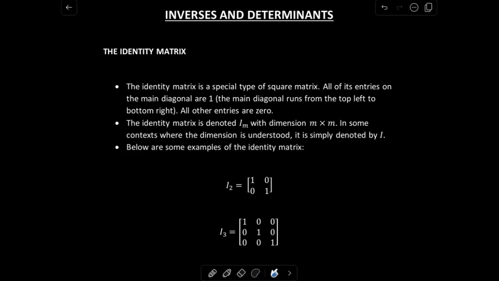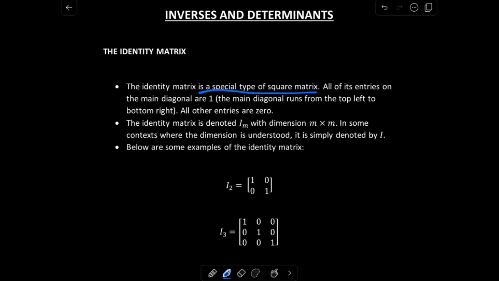All right, we're covering inverses and determinants. Now, before we go on to inverses and determinants, we need to cover something called the identity matrix. So let's discuss the identity matrix. The identity matrix is a special type of square matrix.